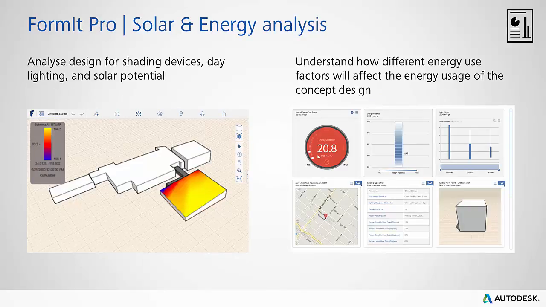New in the Formit Pro environment, we have solar and energy analysis tools, and this will allow users to analyze the design for shading devices, daylighting, and the solar potential. It will also help users at the early conceptual energy design phases to work through factors that will affect energy usage of the conceptual design.